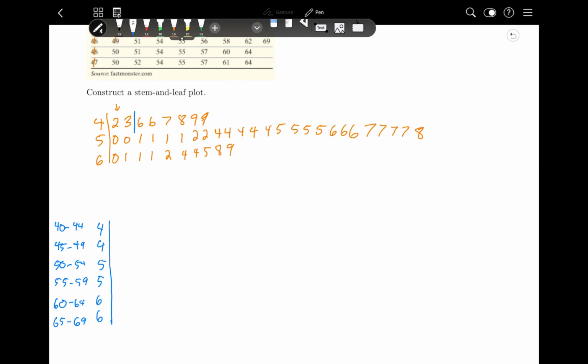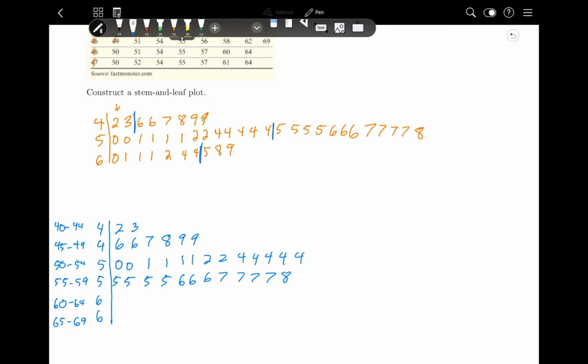So if we look in our data here, we can see where each one of these stems gets broken in half. Okay, so in this case, we'd get 42 and 43, then 46, 46, 47, 48, 49, 49, 50, 50, 51, 51, 51, 51, 52, 52, and then five fours. And then we'd do the other one. So we've got 55, 55, 55, 55, and so on. And then the last one.